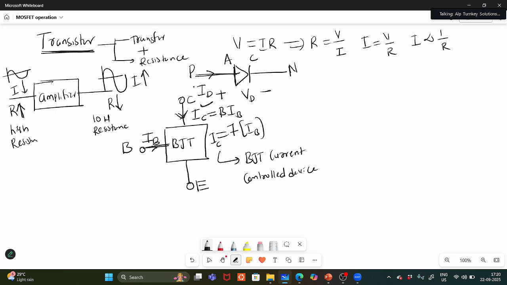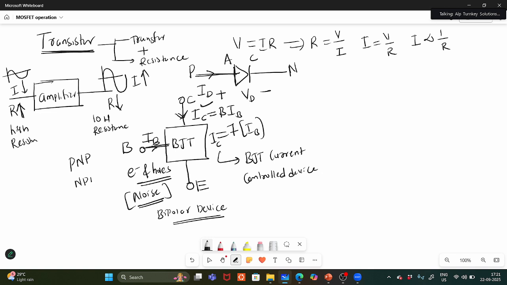So this is the BJT. The current is due to both electrons and holes. We are not preferring it because the noise will be more if you use the BJT. Noise means adding unwanted signals. This is a bipolar device, meaning the current is due to both majority and minority carriers, both electrons and holes. You already studied the PNP transistor and NPN transistor, with common base, common emitter and common collector.